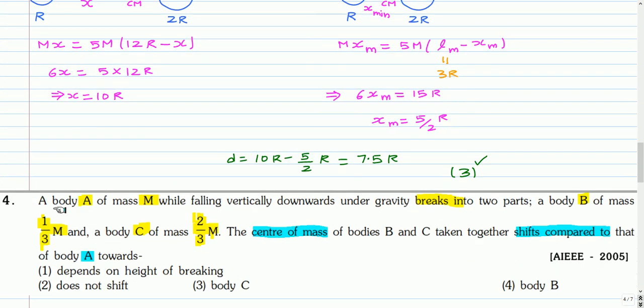This is the next question. A body A of mass m, while falling freely vertically downwards under gravity, breaks into two parts, a body B of mass 1/3 m and body C of mass 2/3 m. The center of mass of bodies B and C taken together shifts compared to that of body A towards. You can pause and attempt this question.